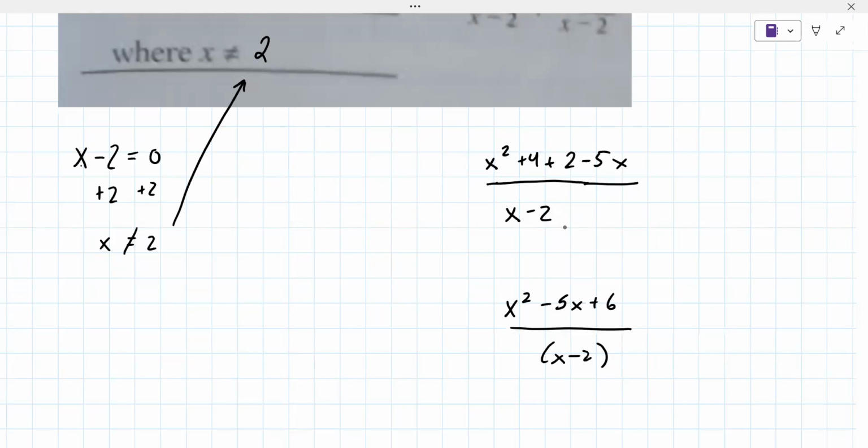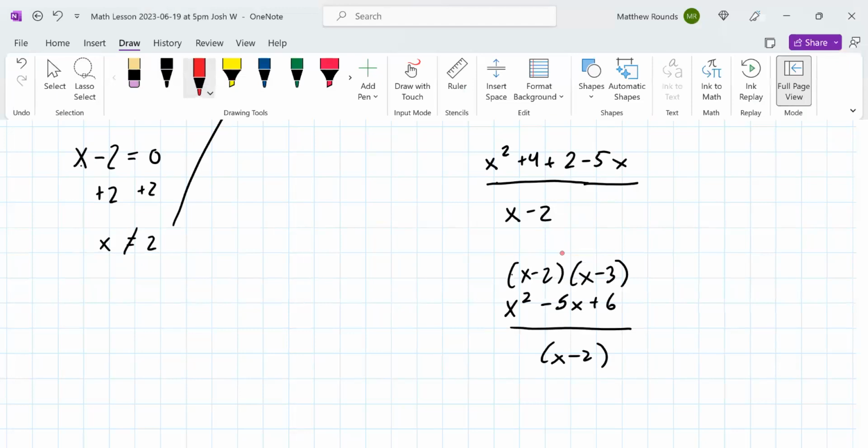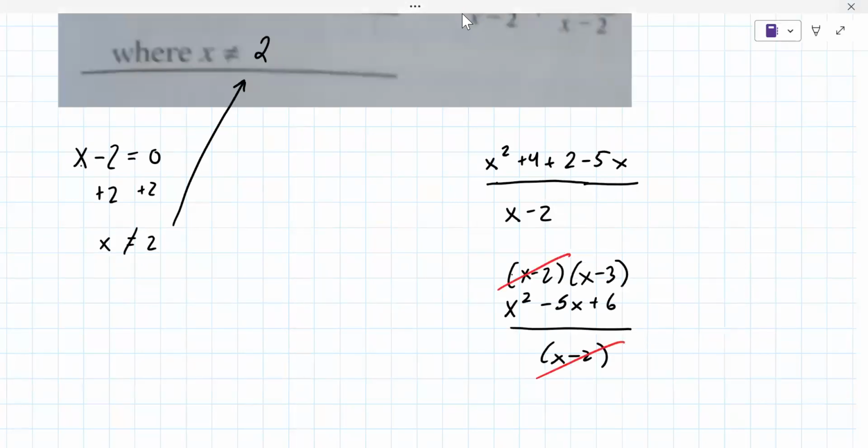All right. Now, from here, you're going to factor the top. Now I'm going to help again. The top factors into x minus 2, x minus 3. And the x minus 2 cancels, so x minus 3 is your final answer.